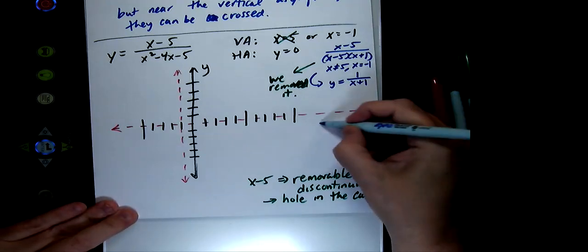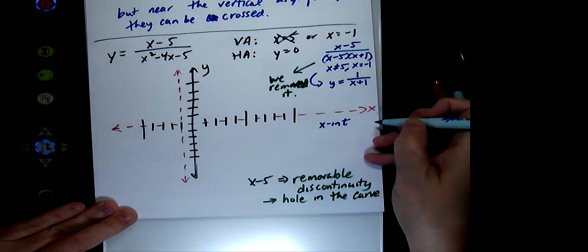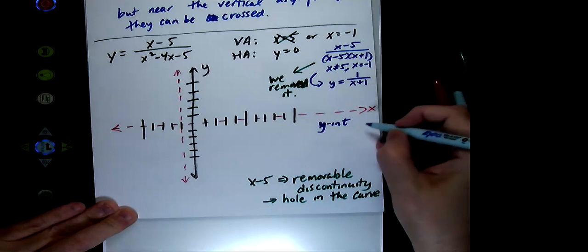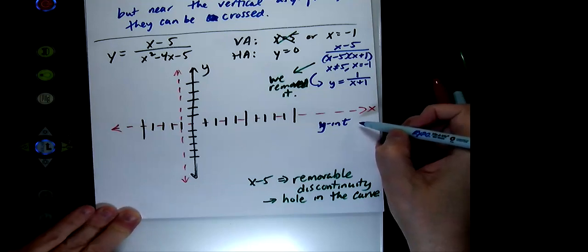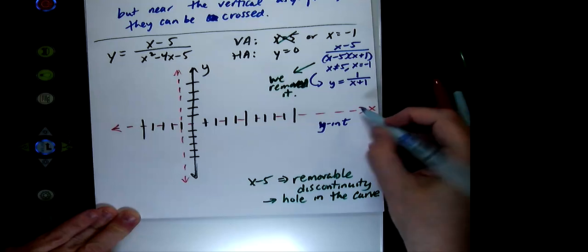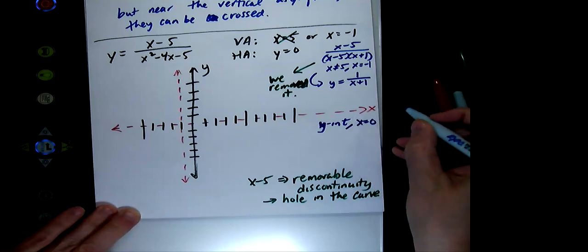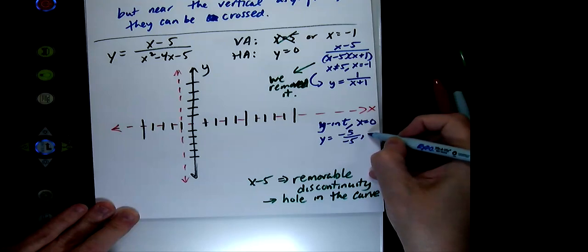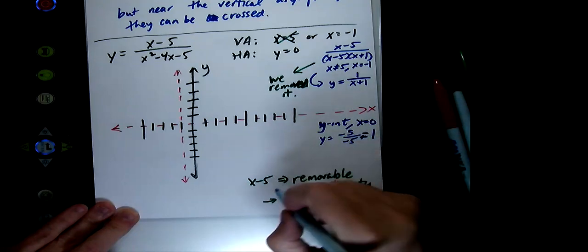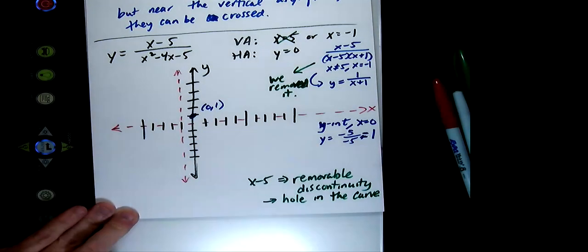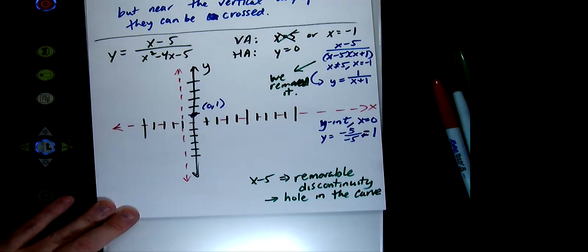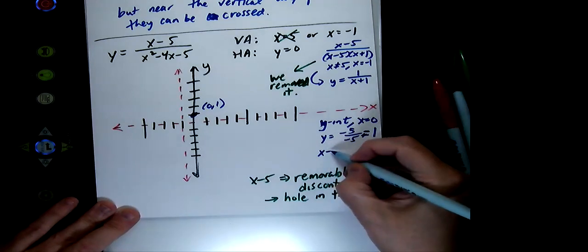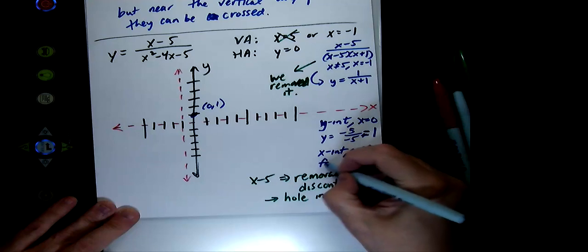If I want to find my x-intercept or my y-intercept, since I can't have an x-intercept, yes, I can. X can be zero. Yeah, the y-intercept is where x equals zero. So that is at negative five over negative five, which is one. So (0, 1) is our y-intercept. And there is no x-intercept for y equals 1 over x plus 1.